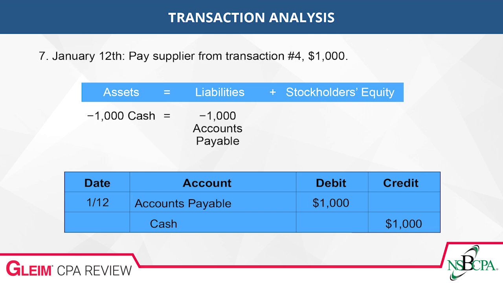This is a transaction that always seems to confuse my students. The decreasing effect of a liability. Whenever you pay off a liability, the account balance needs to decrease. Since the normal balance side of a liability is the credit side, to decrease the liability, you're going to have to debit the liability. And the decrease to cash is reported as a credit to cash.